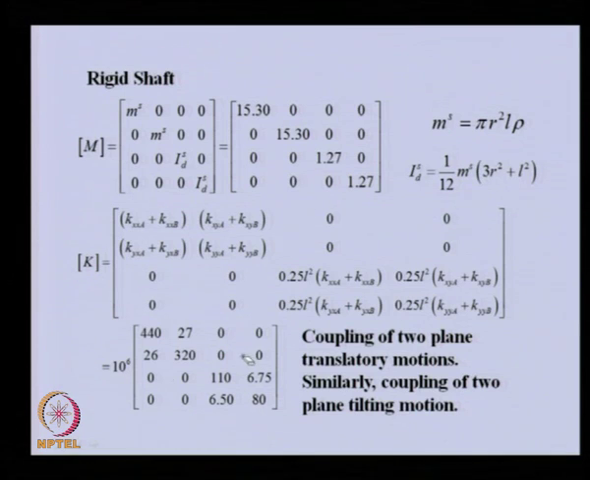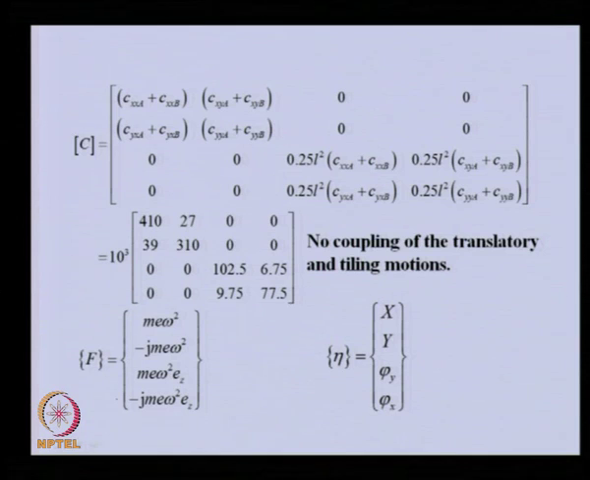In this particular case, as I told, there is no coupling, only the coupling is there in the translatory motion or in the tilting motion. And this is the damping coefficient, and if we substitute the value, we can get this particular damping matrix. This force vector is given by this, in which force and moments are there. This is the stacking of the response vector.